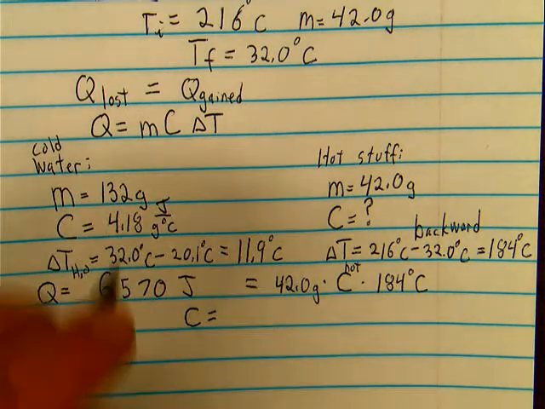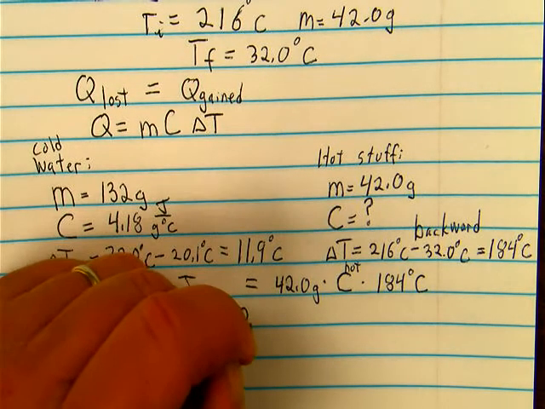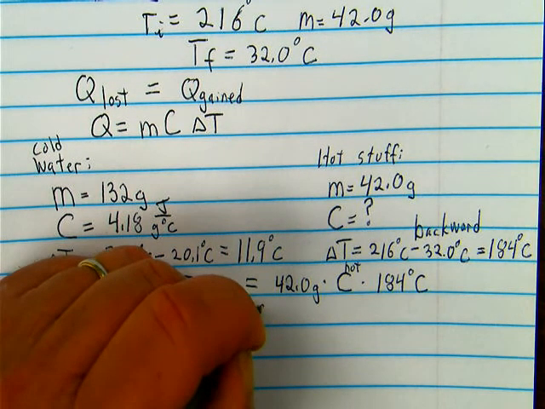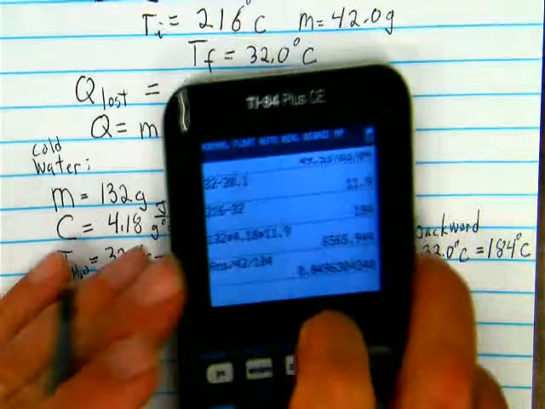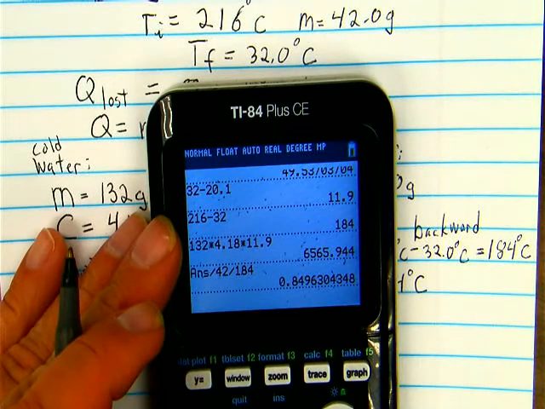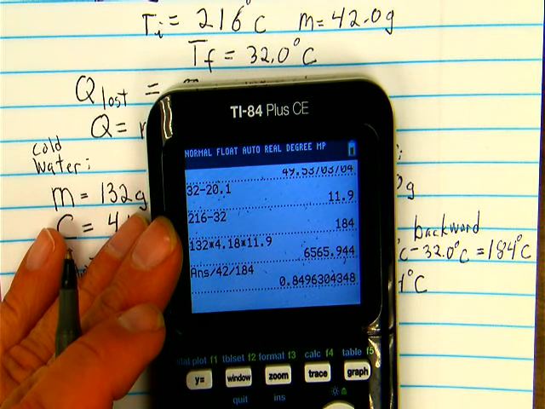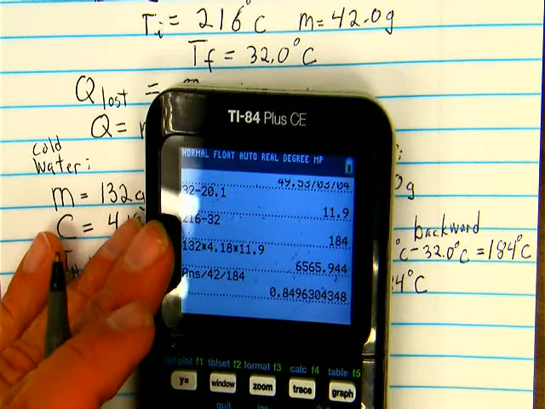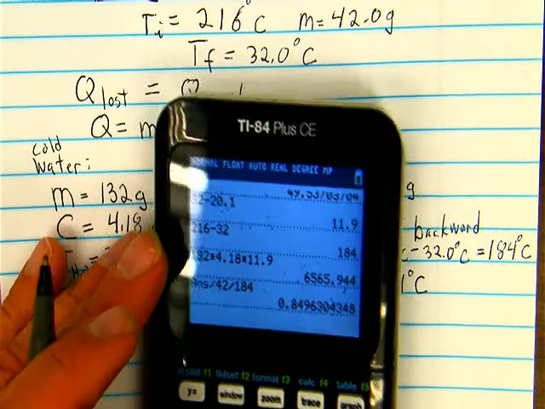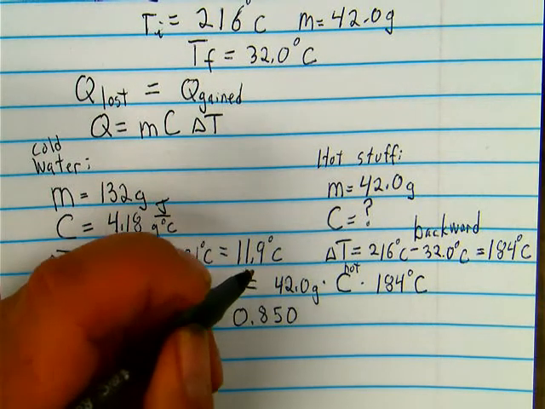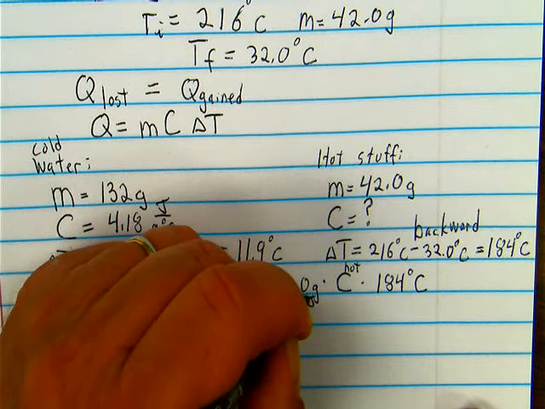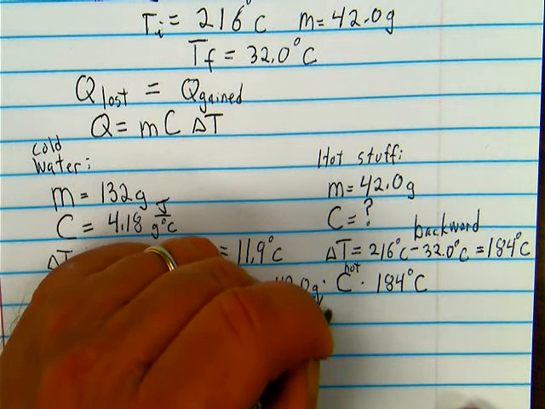Okay, my students calculated. The specific heat works out to be 0.8. So really the calculator says 0.84963043348. But to 3 sig figs, you should round that to 0.850. And the students correctly knew that the units are joules per gram per degree Celsius.